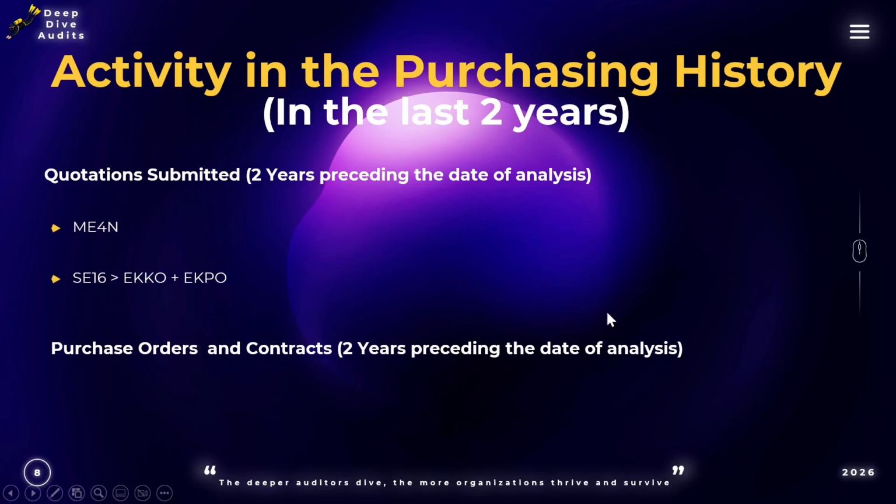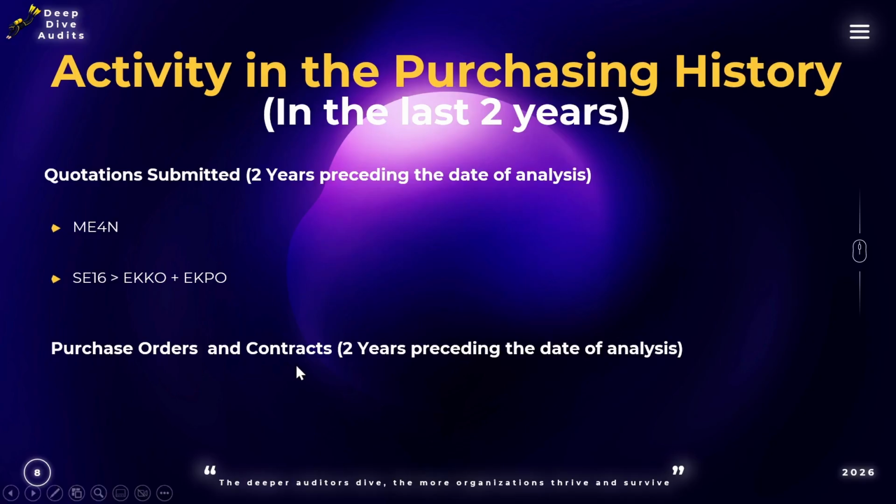That will give you the list of quotations created during your audit period, your period of analysis. And similar information can be obtained from EKKO plus EKPO. These are two tables that will give you the complete set of information about the quotations, POs, and contracts created. So it will give you the complete set of information on the purchasing documents.